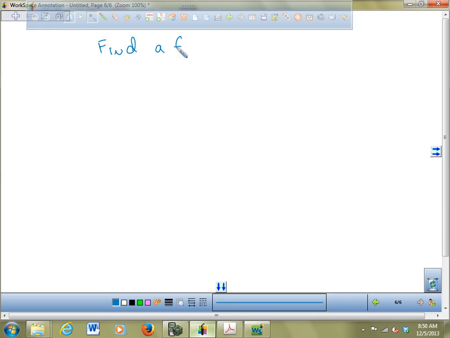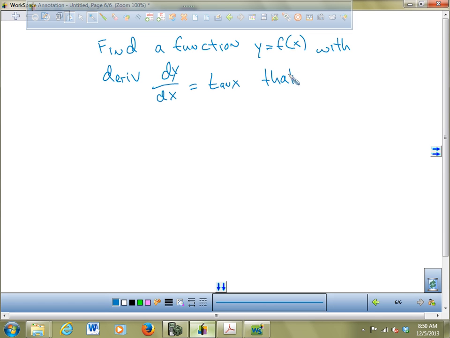And this is a little bit confusing too, find a function, but it's easy, you just have to kind of know what to do. y equals f of x, with derivative dy/dx equals tangent of x. That also satisfies, no, it doesn't end there, okay? That also satisfies the condition f of 3 equals 5.